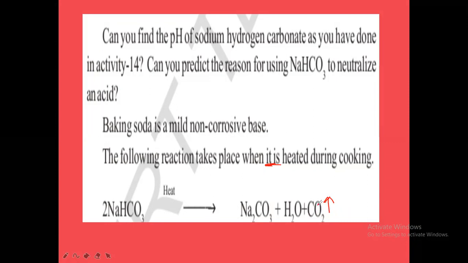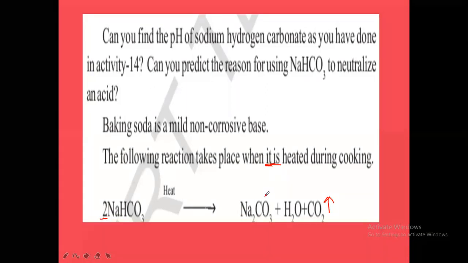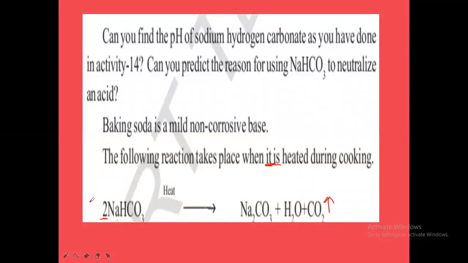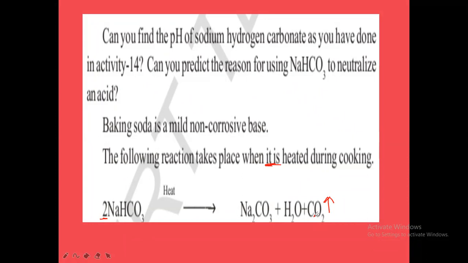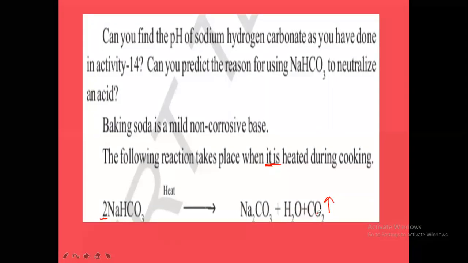Bakery items generally will be prepared by using what? Sodium hydrogen carbonate. When sodium hydrogen carbonate is heated, we get Na2CO3, H2O and CO2. How many moles of NaHCO3 are heated here? 2 moles. 2 moles of NaHCO3 on heating will produce 1 mole of Na2CO3, 1 mole of H2O and 1 mole of CO2 gas. That means 1 mole CO2 is 44 grams of CO2.